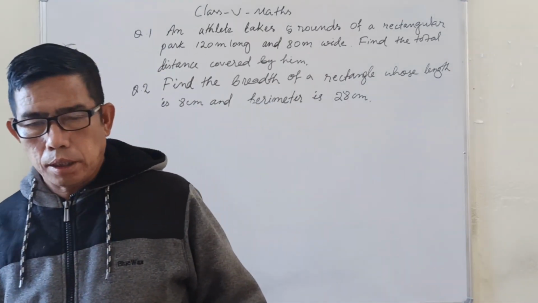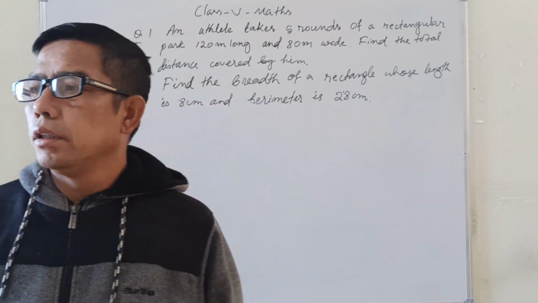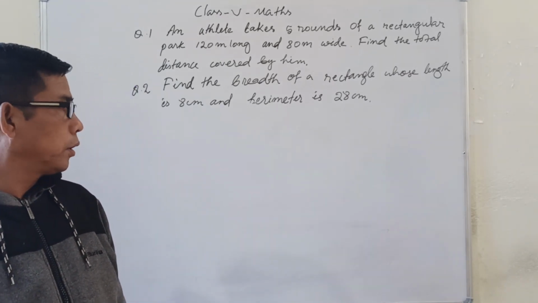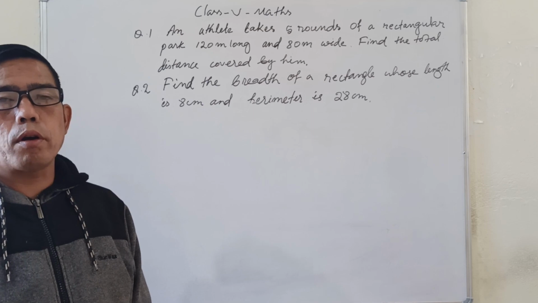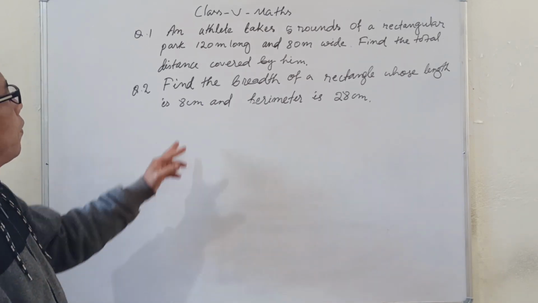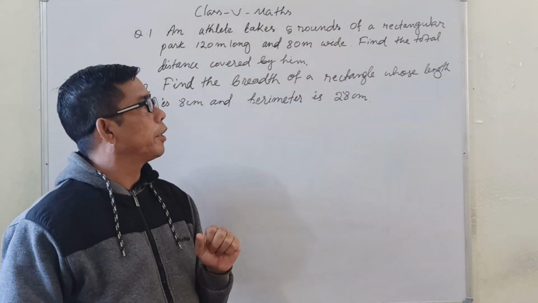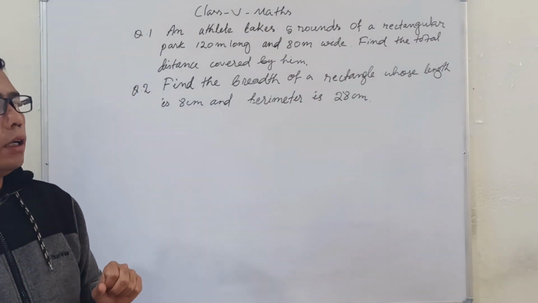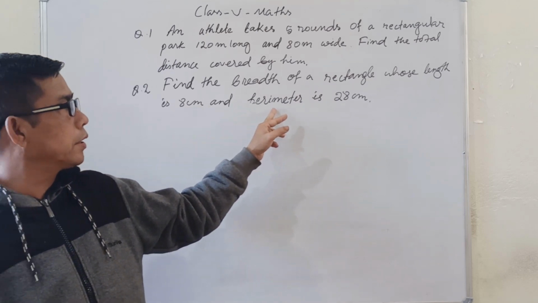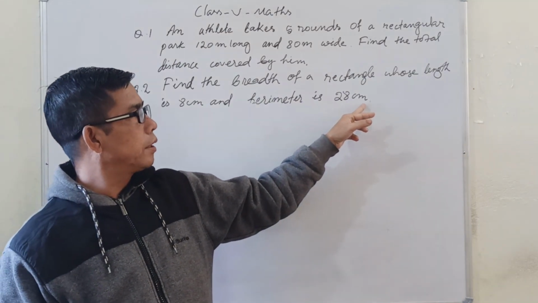Then let's come to the solution of the second question. For this question, you need to pay more attention. Find the breadth of a rectangle. We have to find the breadth of a rectangle whose length is 8 centimeter and perimeter is given to be 28 centimeter.